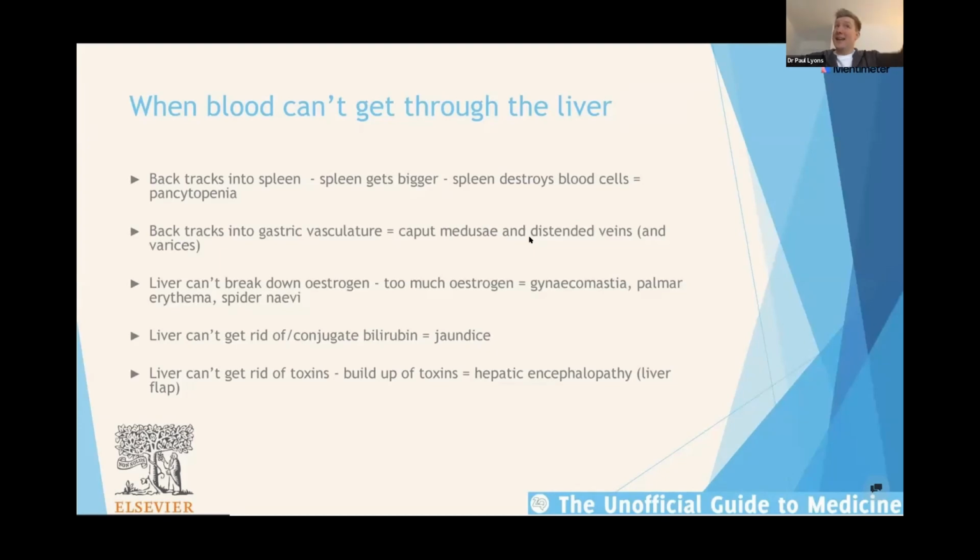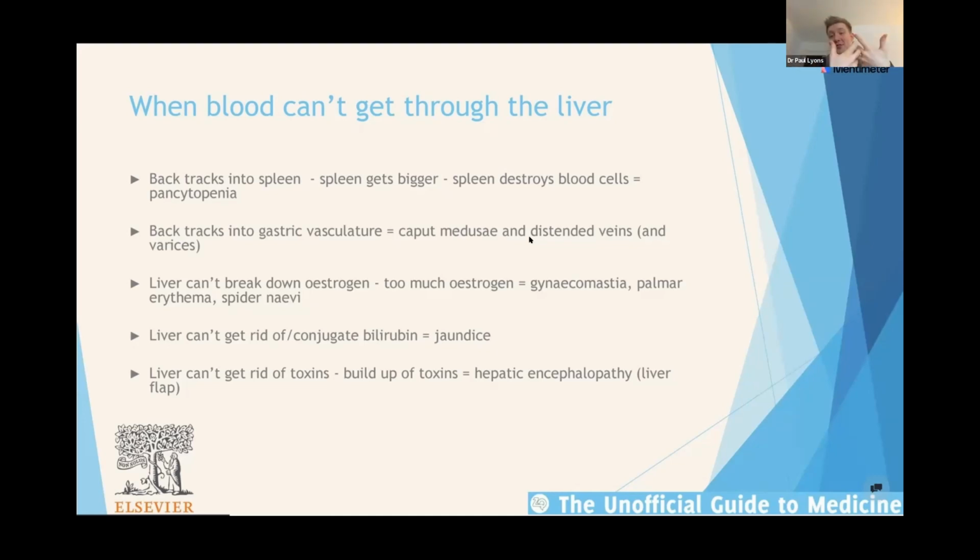Again, if blood can't get through the liver, one of the main jobs of the liver is to get rid of stuff and get rid of bilirubin and conjugate it. And if it can't do that, you get jaundice. And another main job of the liver is to get rid of toxins. And if you can't do that, the toxins build up and you get hepatic encephalopathy, which is why you get the flap.